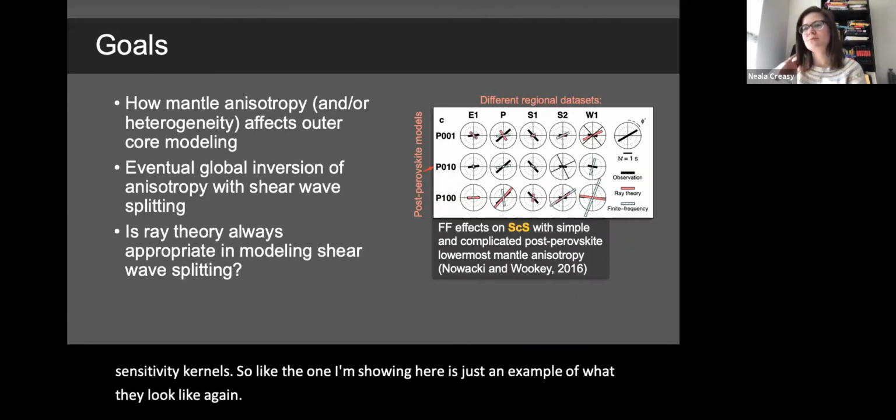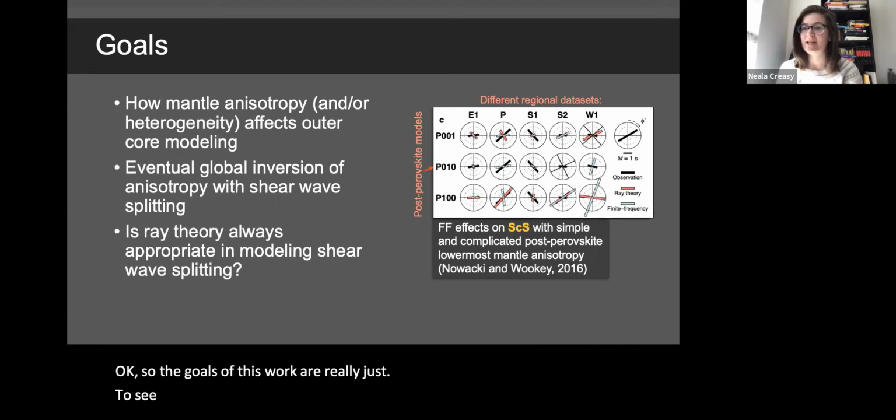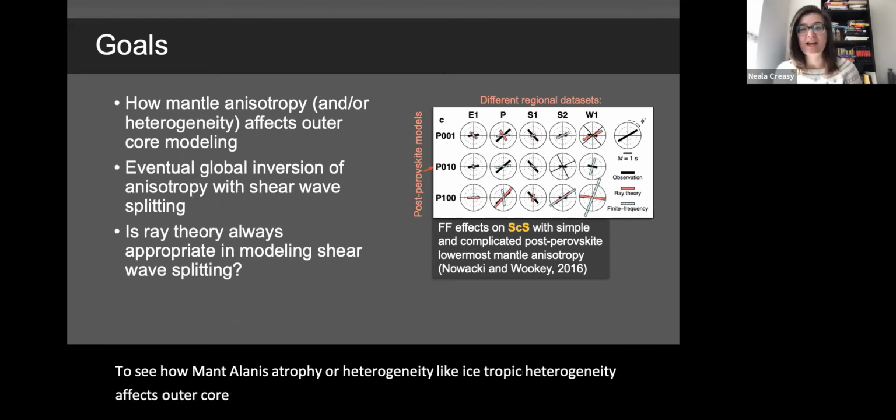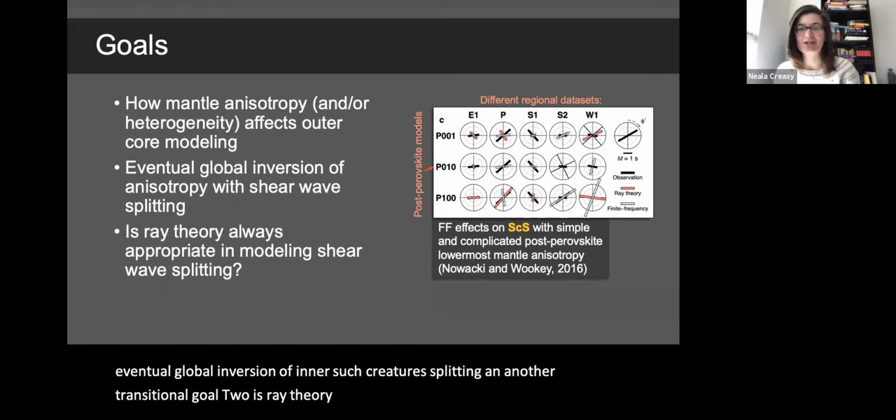Okay, so the goals of this work are really to ask how mantle anisotropy and/or heterogeneity, like isotropic heterogeneity, affects outer core modeling. A tangential goal is to do the eventual global inversion of anisotropy with shear wave splitting. And another tangential goal is: is ray theory always appropriate in modeling shear wave splitting?